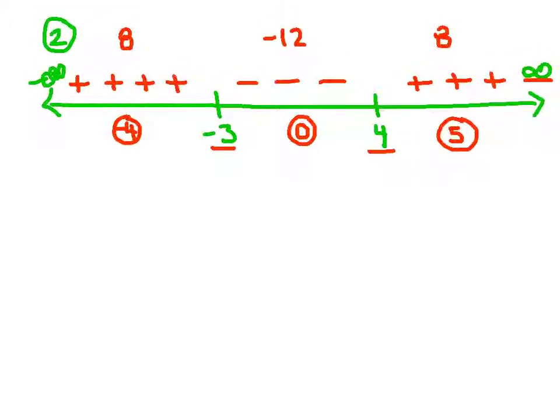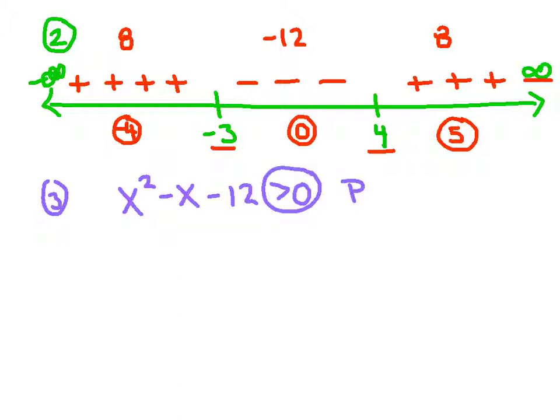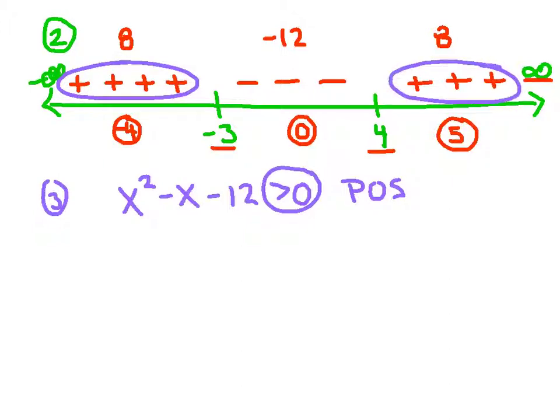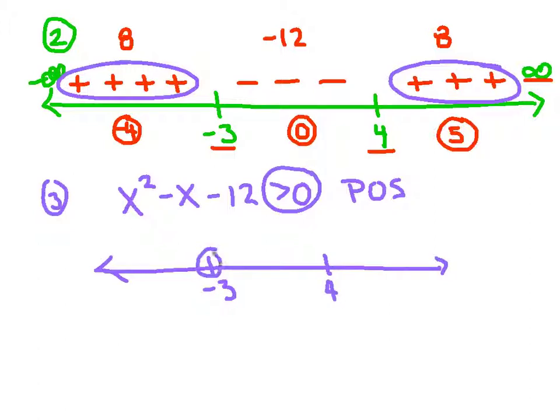Our third and final step is to identify our solutions. Now, just to refresh your memory, our original problem said x squared minus x minus 12 wanted to be greater than 0. Greater than 0 implies that we're looking for positive numbers, aka the plus signs that we used up here. On our number line, once we identify our roots, I'm going to use open circles because our inequality was greater than. It did not say greater than or equal to. And then I'm going to shade to the left of negative 3 and also to the right of positive 4.